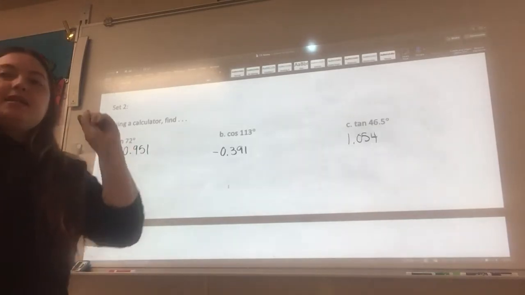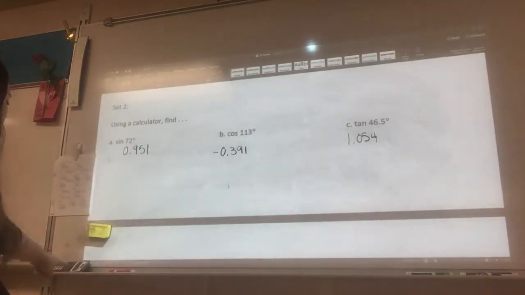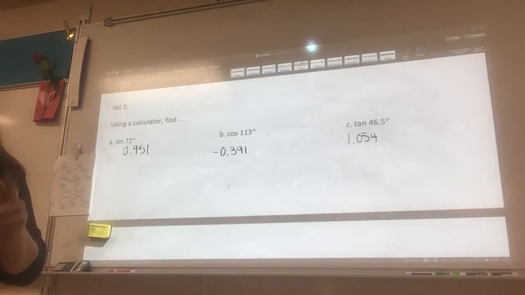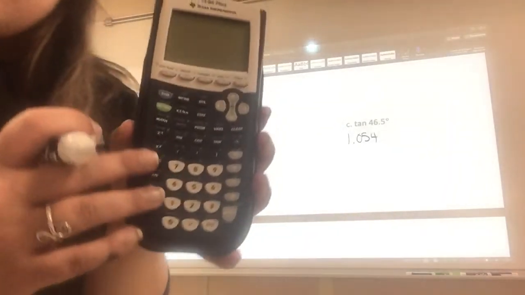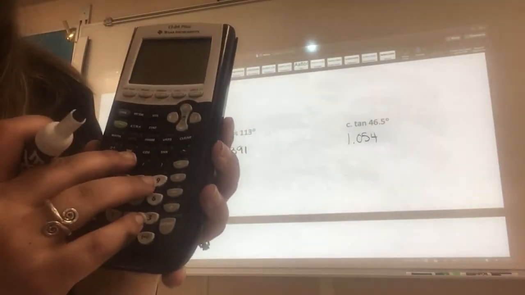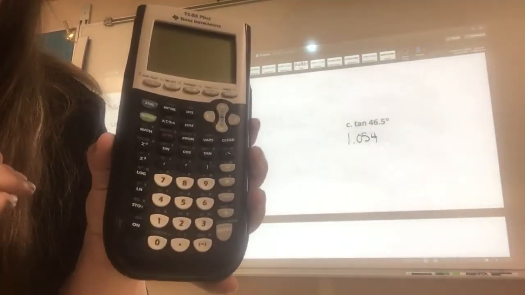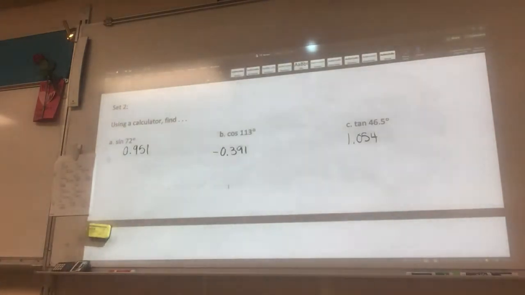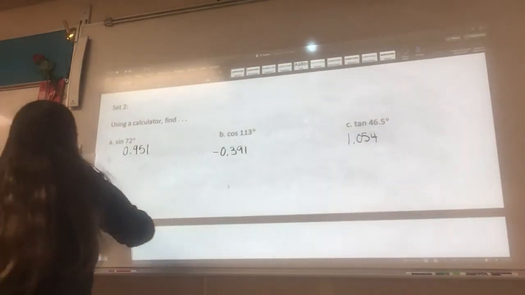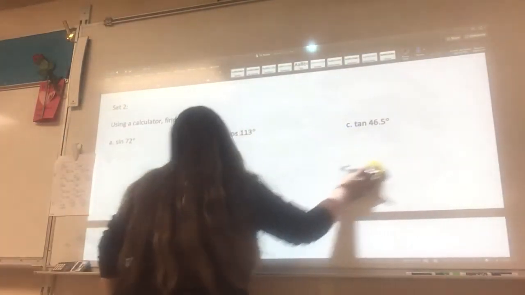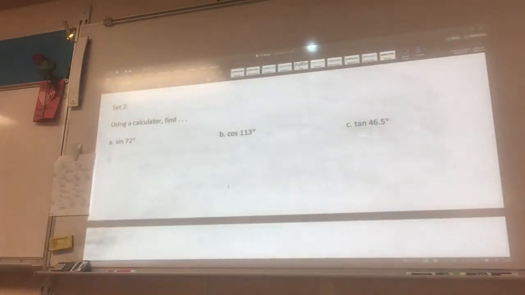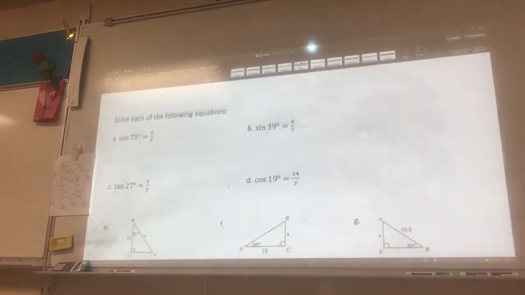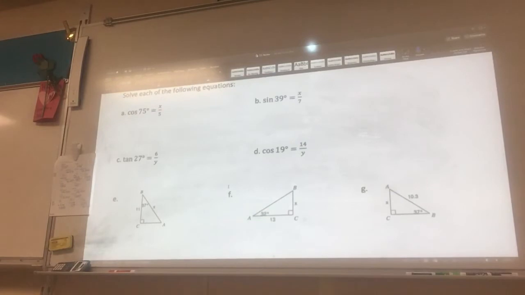Your iPad does it, and if you have a TI-30, and if you have a bigger one as well, I know a few of you do. For those of you who have the larger one, you still have the buttons sine, cosine, and tangent right there on your calculator. So we're learning calculators. Plugging and chugging. Okay?